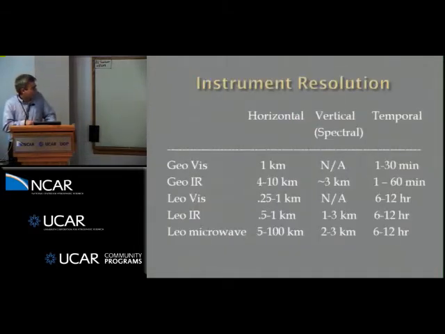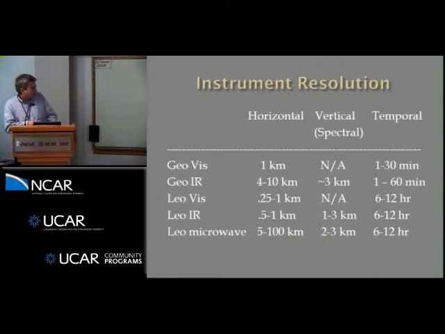On resolution, in the satellite world, there's a lot of instruments out there, but it seems like none of them ever give you what you really want. There's always something missing. The geostationary satellites have very good spatial resolution in the visible and the infrared, and good temporal resolution, but the vertical resolution is bad. You tend to not have enough channels, the highest spectral resolution, or you're blocked by clouds.